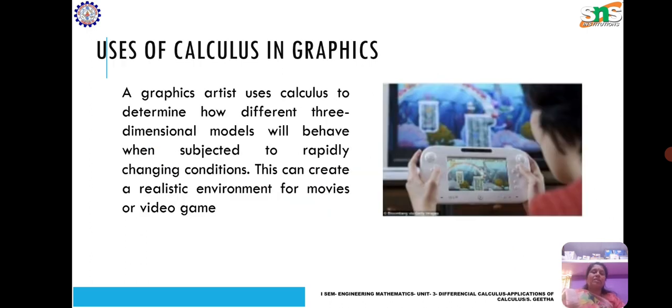Uses of calculus in graphics. A graphics artist uses calculus to determine how different three-dimensional models will behave when subjected to rapidly changing conditions. This can create a realistic environment for movies or video games.